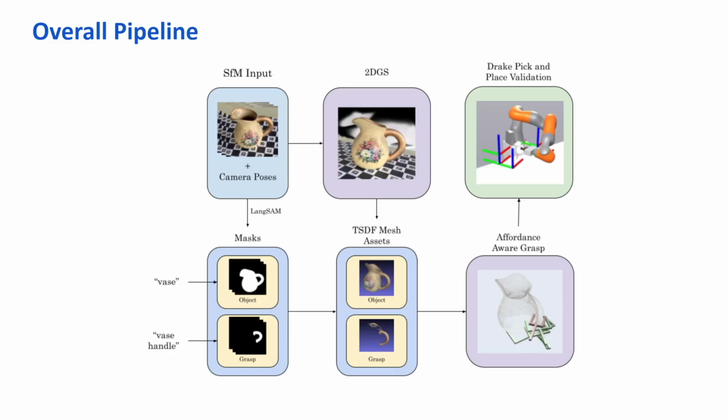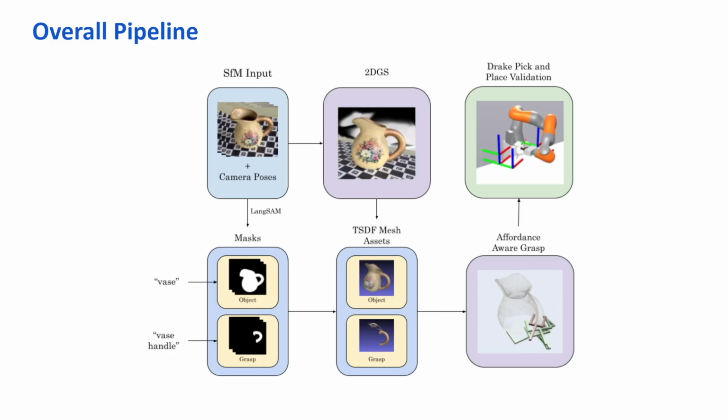This is the overall pipeline. Starting from multi-view images, we use COLMAP or any other structure from motion tool to get the camera poses. Then using these, we train a 2D Gaussian splatting representation of the object, which gives us detailed surface and accurate depth maps. With these depth maps and language segmentation masks produced by LangSAM, a language-grounded variant of Segment Anything, we isolate the object and the specific subpart the user references. After TSDF fusion, we have a high-quality object mesh and a semantic affordance binary map defined on it.